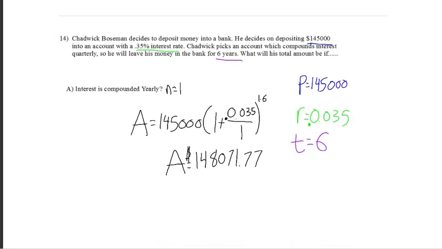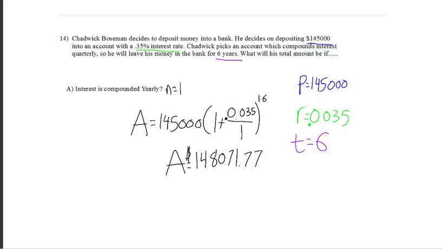Now, we deal with a banking problem. Mr. Chadwick Boseman decides to deposit money into a bank. He is depositing $145,000 into an account with 0.35% interest rate. I guess Wakanda gets great interest rates. Chadwick picks an account with compounds interest quarterly and things like that. So he'll leave it there for 6 years. What will this total amount be if interest is compounded yearly? So I changed it up on you here a little bit. I said interest is compounded yearly.